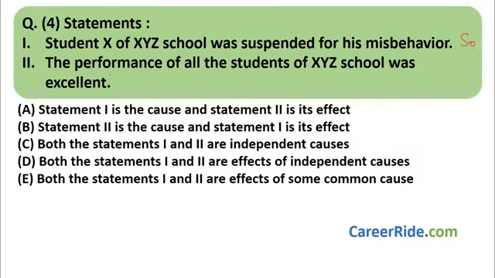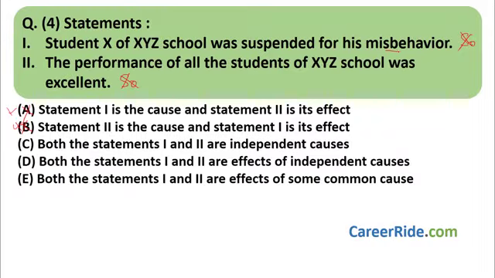Let's try the other way around. The performance of all the students of XYZ school was excellent, so student X of XYZ school was suspended. Again this does not make sense. So option 1 and 2 are not useful at all, okay, so cancel them. None of them seems like a combination of cause and effect. Now let us see if both of them are causes, okay. Here they have given student X was suspended for his misbehavior.